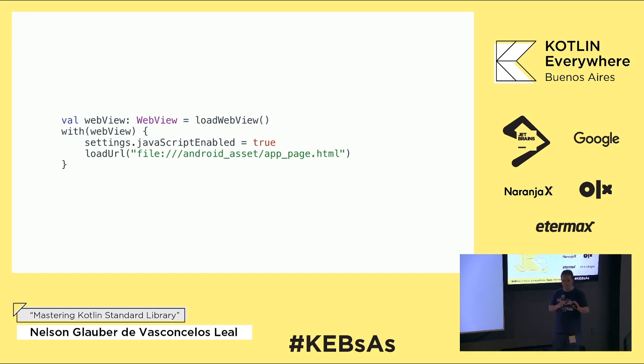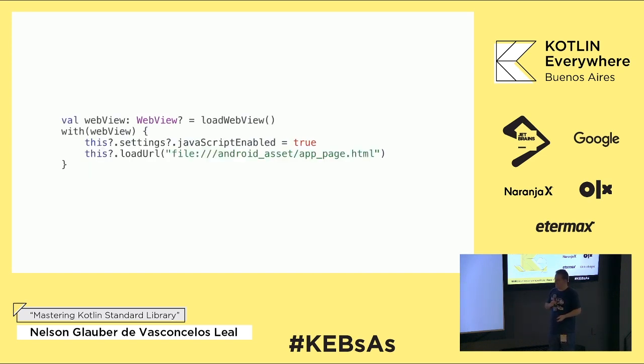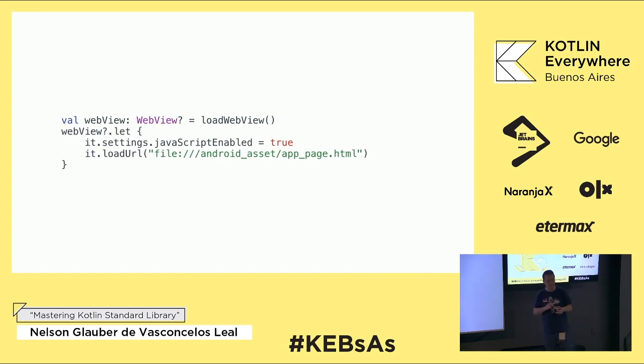This code works perfectly. But imagine that the web view can be null. This code will not work because you have to access the web view using the safe operator, the question mark dot. Of course, you can replace this code using this. But why are you going to use this code instead of this code? I can just use let, or I can use apply, also, anything else, but not with.